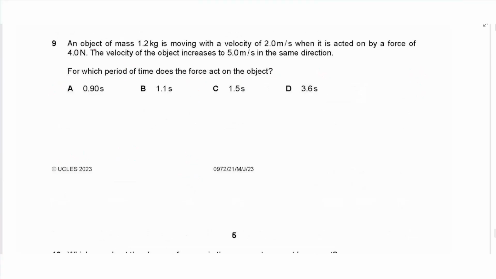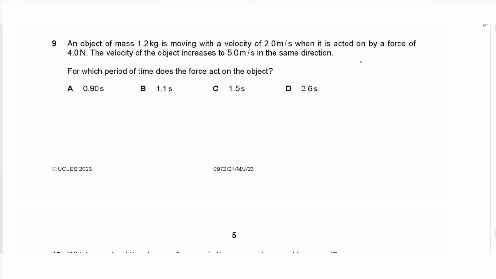Question 9 says an object of mass 1.2 kilograms is moving with a velocity of 2 meters per second. When it is acted on by a force of 4 newtons, the velocity of the object increases to 5 meters per second in the same direction. For which period of time does the force act on the object?